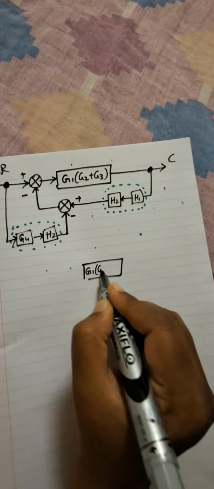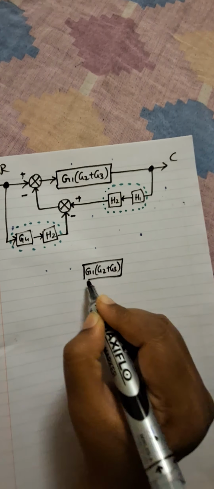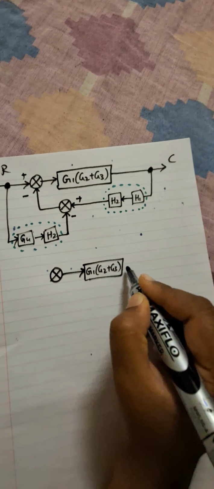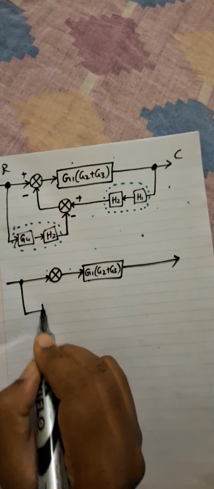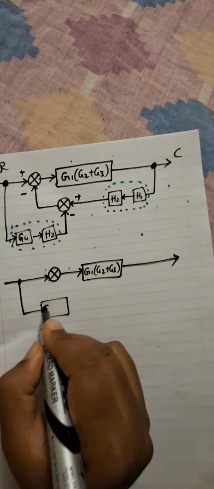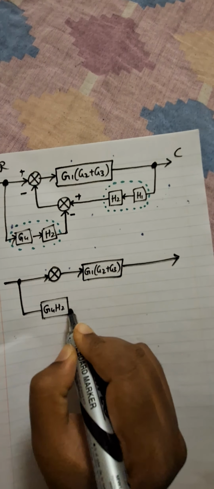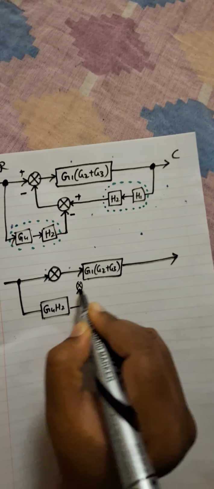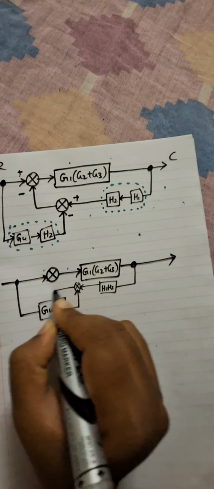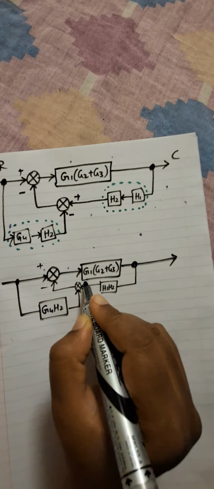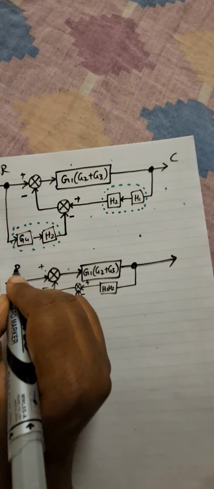So G1 into G2 plus G3 with a summation. This is no change, but this became a series block. G4H2 with a summation and H1H2 with a node. This is plus minus, this is plus minus, R and C.